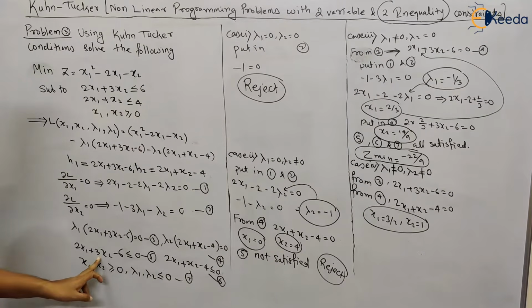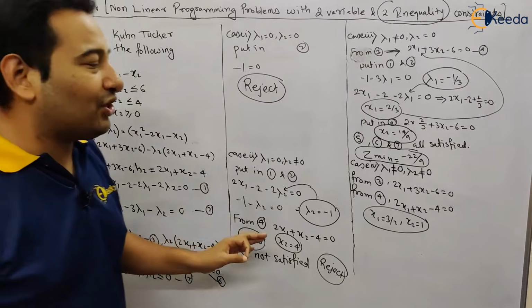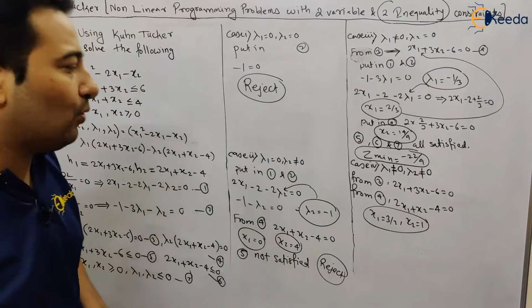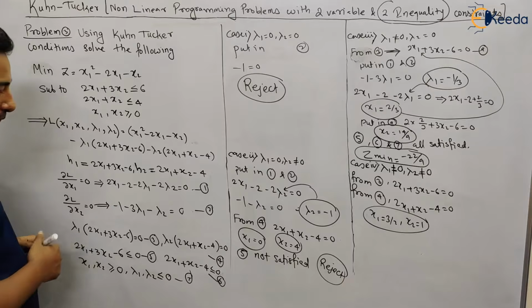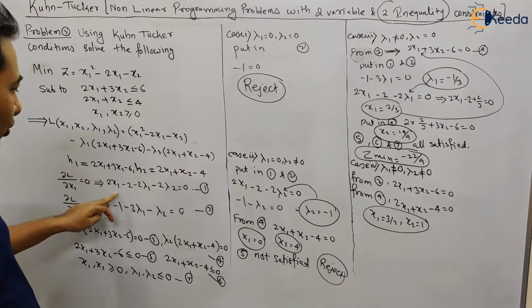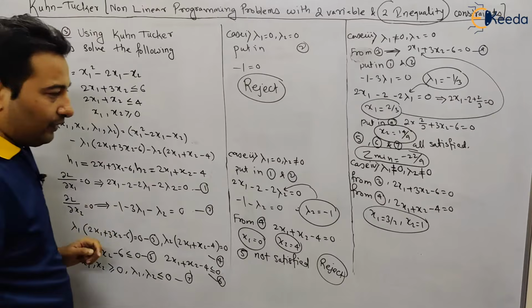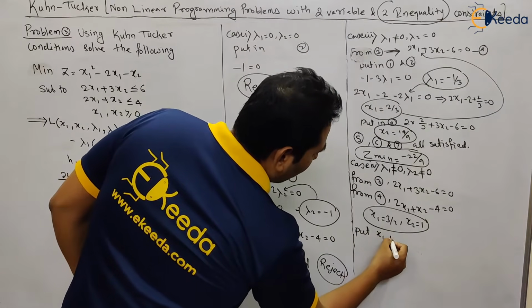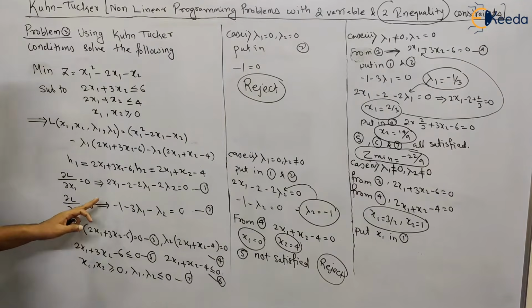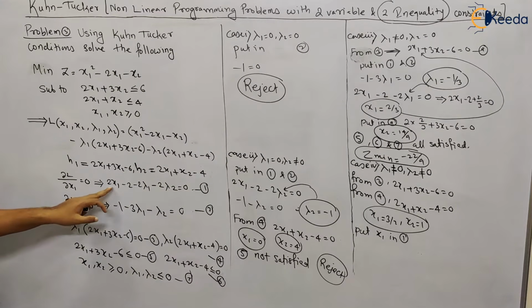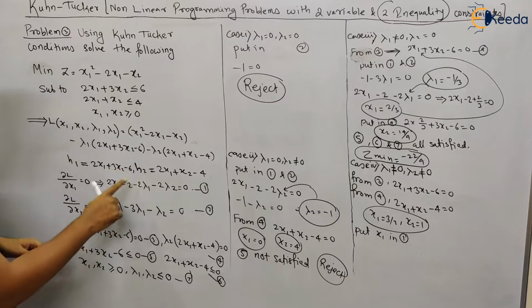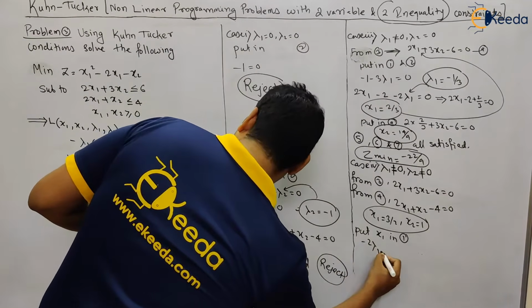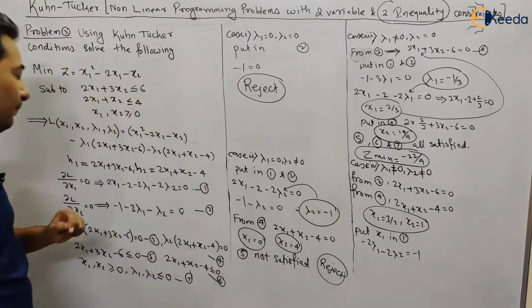Now one option that you have: put in equation number 5 and 6 the x1, x2 values, and check whether they are satisfied or not. But what I'm doing, I'm trying to find the values of lambda. How to find lambda's value? See, this x1 and x2 value, put in equation number 1 and 2. In fact, only in equation number 1 it is required. If I put the value of x1 here, that is 3 by 2, 2 will be cancelled, 3 minus 2 is 1. So in short, it will be minus 2 lambda 1 minus 2 lambda 2 is equal to minus 1.